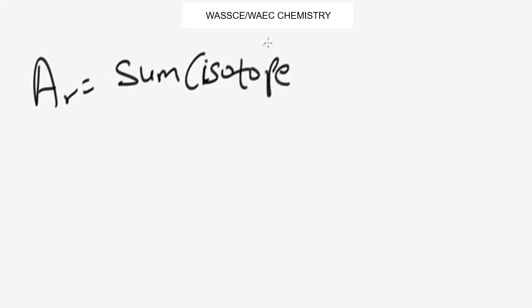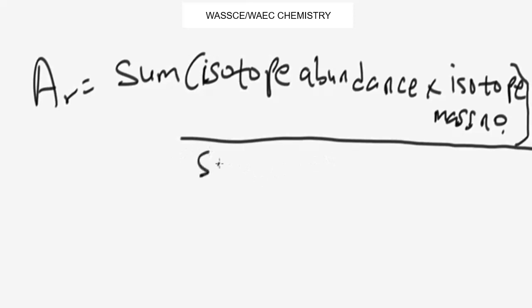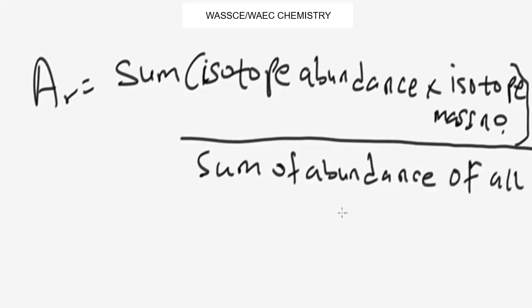So we have relative atomic mass to be the sum of isotope abundance times isotope mass number, bracket close, over the sum of abundance of all isotopes.